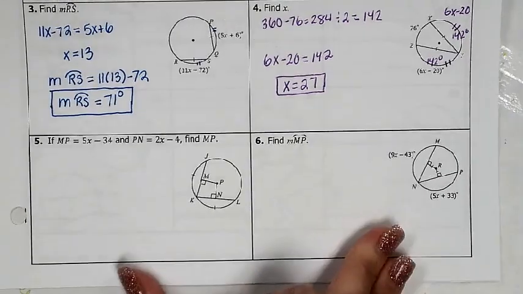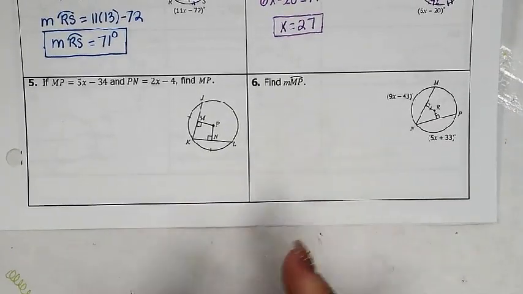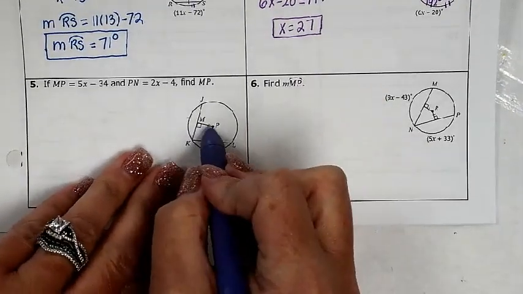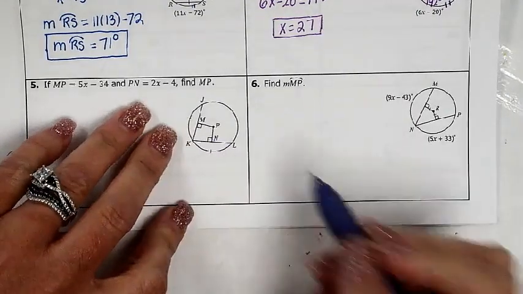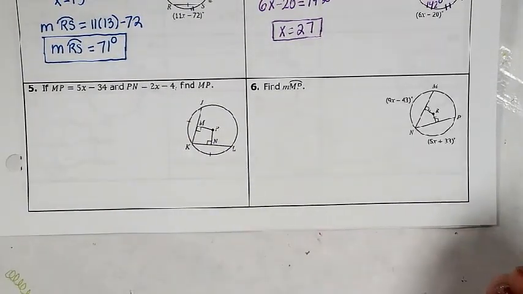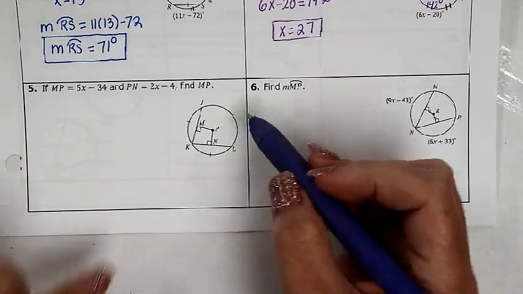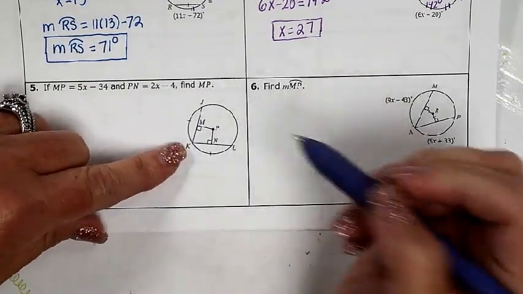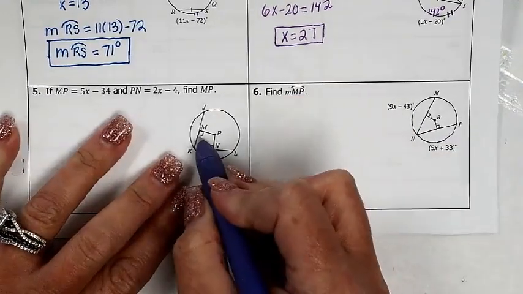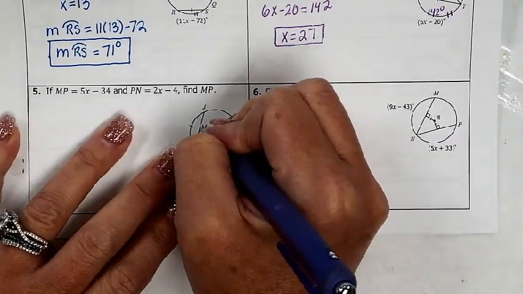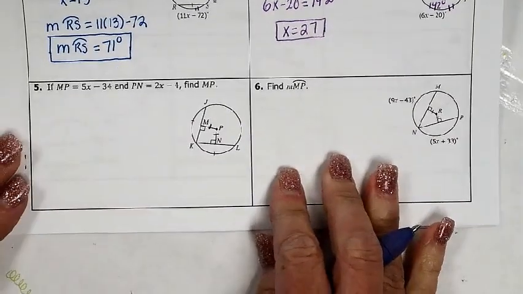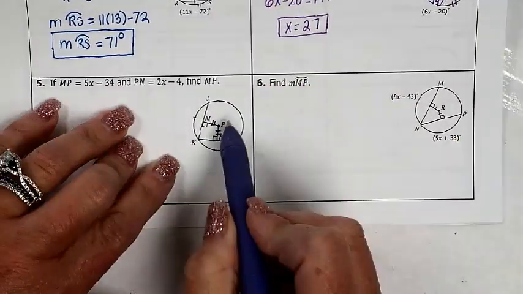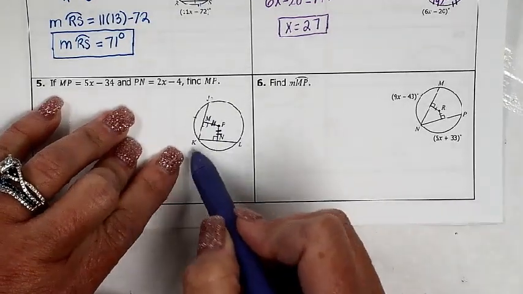All right, next, number 5. If MP is 5x minus 34, so here is MP right here, and PN is 2x minus 4, we want to find MP. Well, it goes through the center, so if I drew it to the side, this would be a diameter. It's perpendicular to the chord, so that means that MP and PN are congruent to each other. I also know that because if you see arc JK and KL, those are congruent, so these chords are congruent.